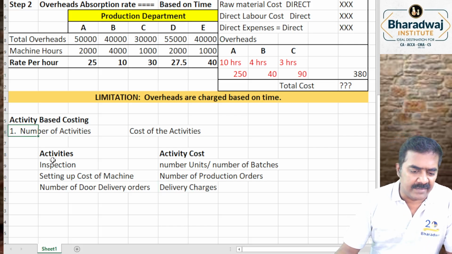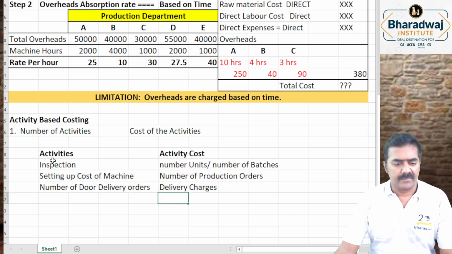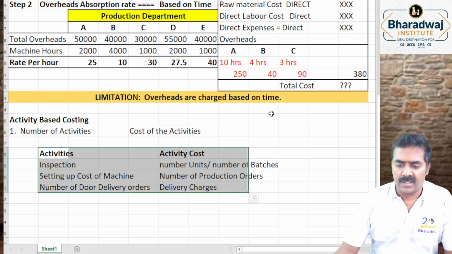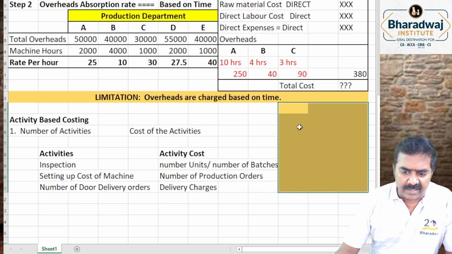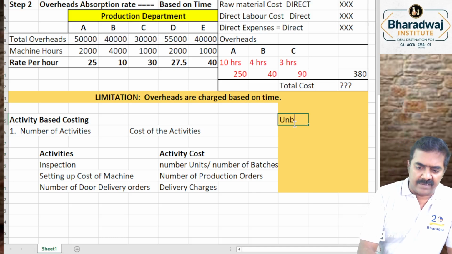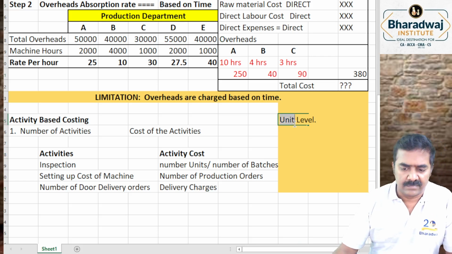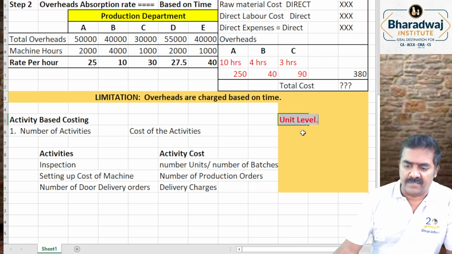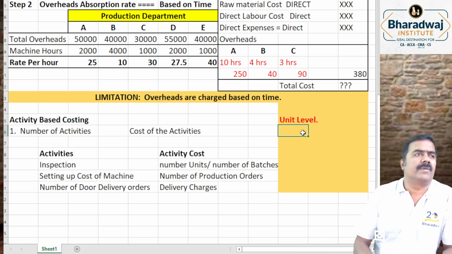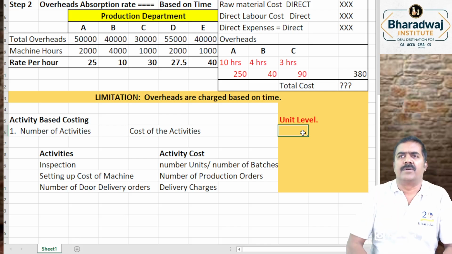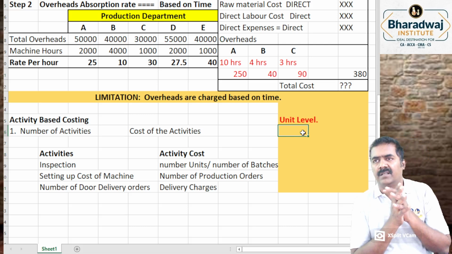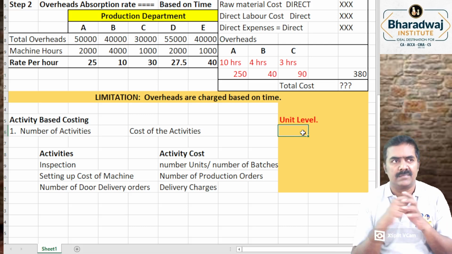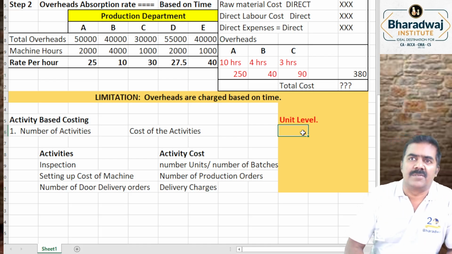You have to identify the activities and find out the cost of the activity. Pay attention. Activity can be a unit level activity. For every unit it will be done. That is called a unit level activity. For example, in a textile company, for every unit you will do ironing, packing, checking. That is called a unit level activity.